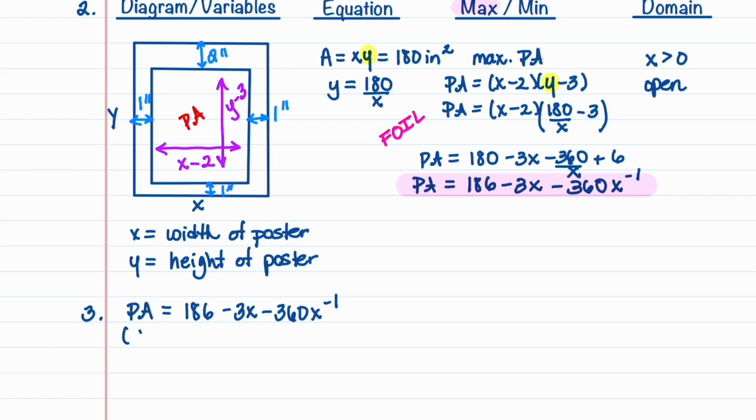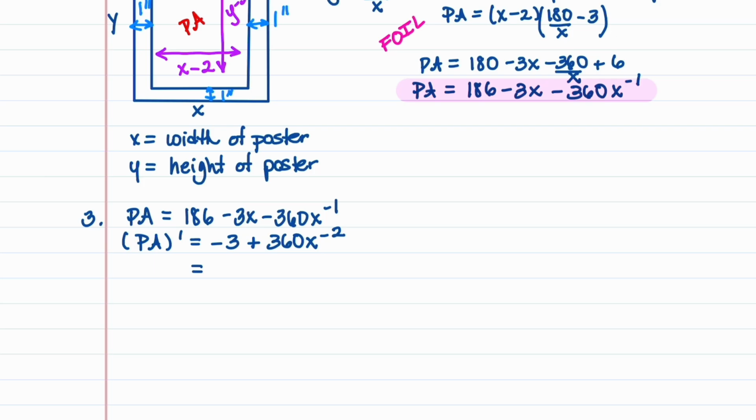I'm going to write this as PA prime, and this is minus 3 plus 360 x to the minus 2. We are going to need to set this equal to 0, so let's simplify it. This is minus 3 plus 360 all divided by x squared. Let's get a common denominator of x squared. So this gives us a minus 3x squared plus 360 in our numerator. Now we're going to set this equal to 0 to get our critical values.